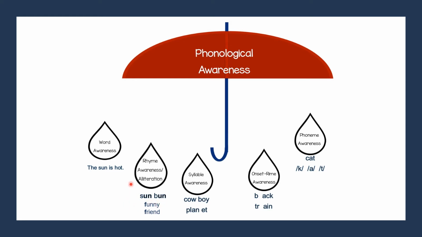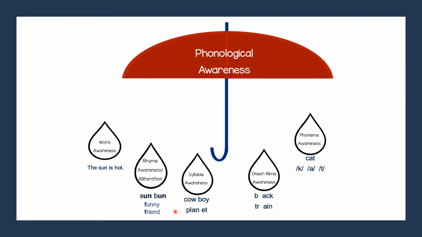Now when we talk about alliteration, we're talking about the same initial sound or the same beginning sound. So funny friend, they both start with f, funny friend. So that would be an example of alliteration because they both have the same beginning sound. Now this would again be a skill that kids are working on in preschool and in kindergarten. Then we move on to syllable awareness.